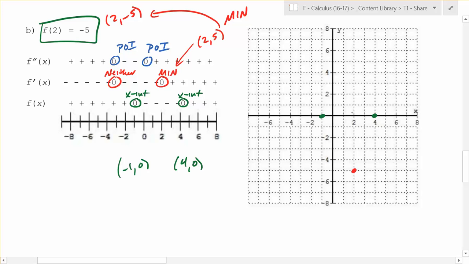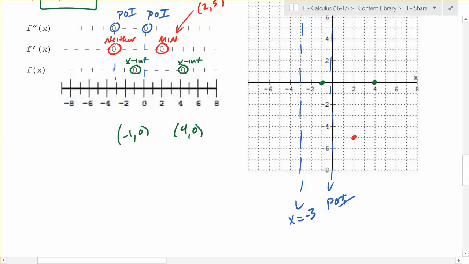Where's the point of inflection? At, what is that x value right here? -3. And where? There's another point. 0, right? So you know that there's a point of inflection somewhere on there. And where else? Negative what? -3. That's a point of what? Point of inflection somewhere on there.